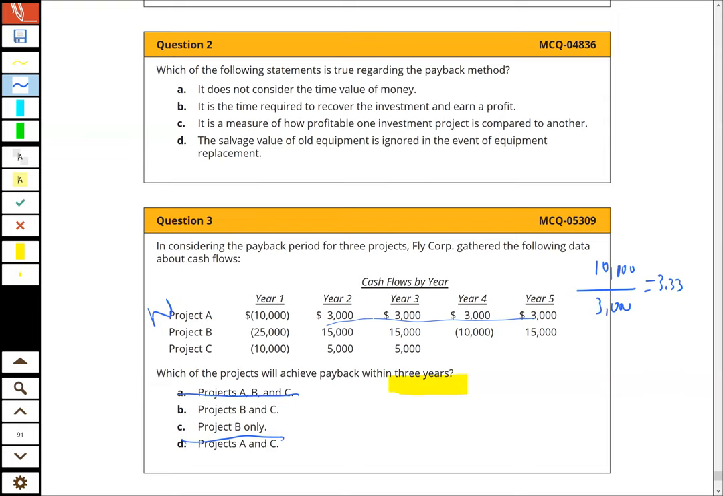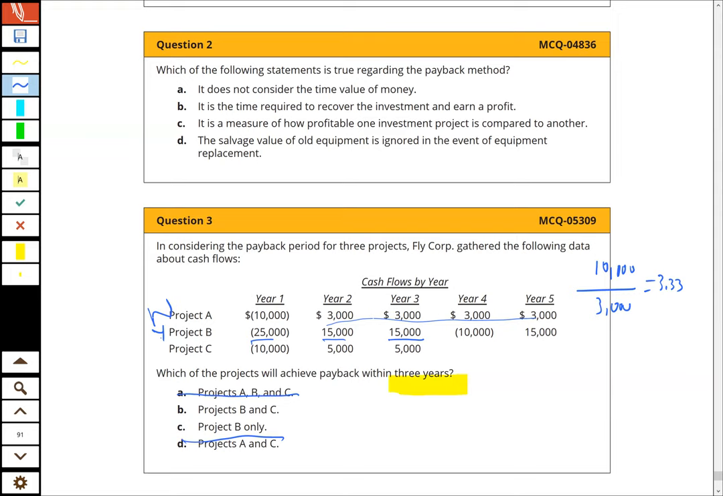Okay, but it's not that bad because I look at Project B, and they gave me some of the even cash flows, but look, if I get 15,000 in year two, and I get 15,000, I don't know when it's going to happen in year three, but it's going to happen at least by the end of year three, then I will have recouped 30,000, and the initial investment is only 25,000. So that project's going to recover in 3 years, isn't it?